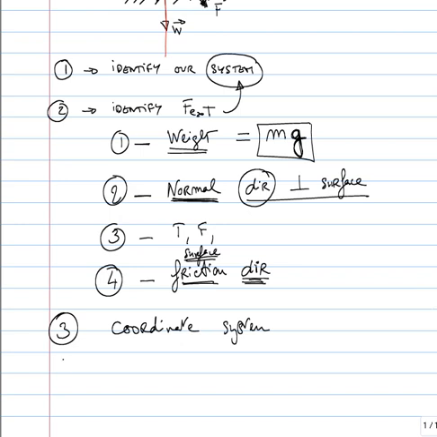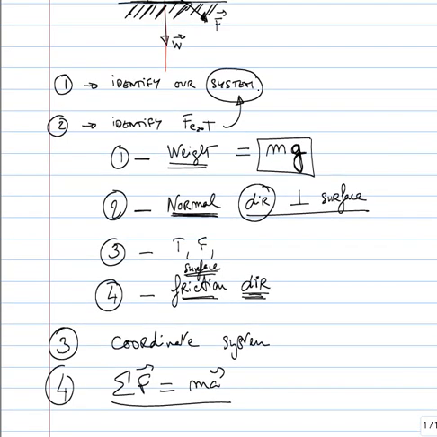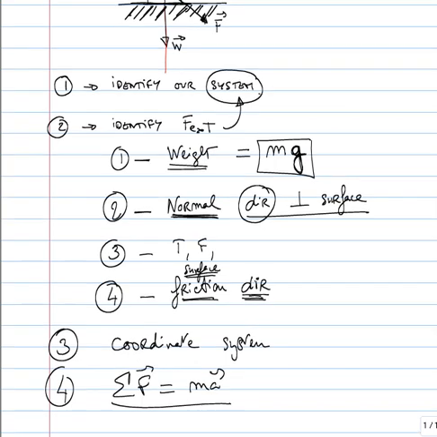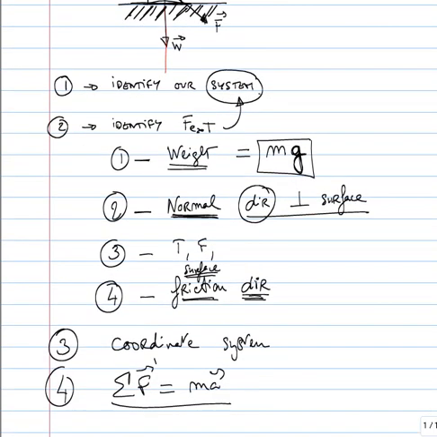Last step, apply Newton's second law. Now remember, this is a vector equation. You are going to apply this equation to this system, so this m must be the mass of your block. You have figured out all the external forces, therefore you know the left hand side entirely. Then you can go ahead and figure out the right hand side.